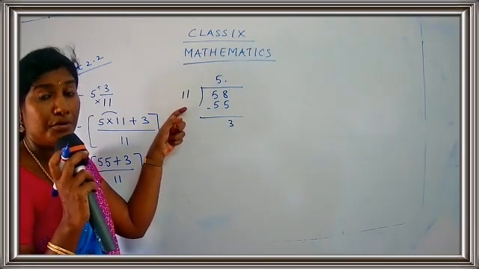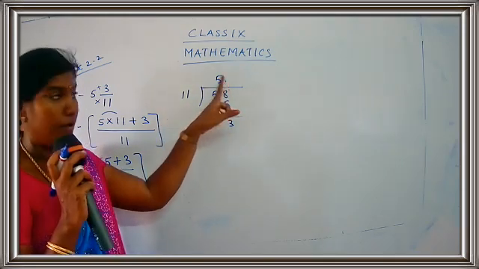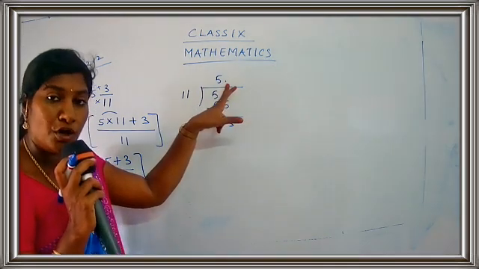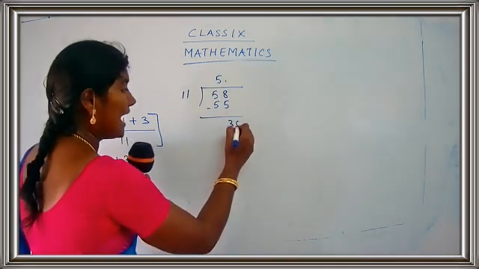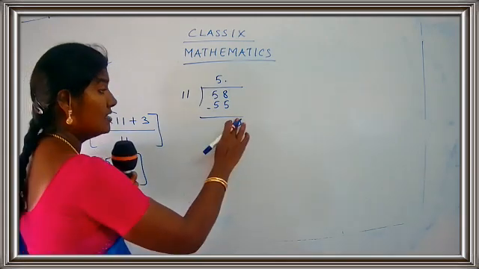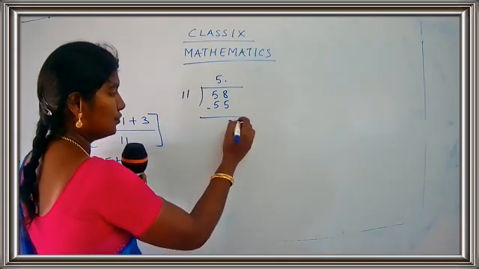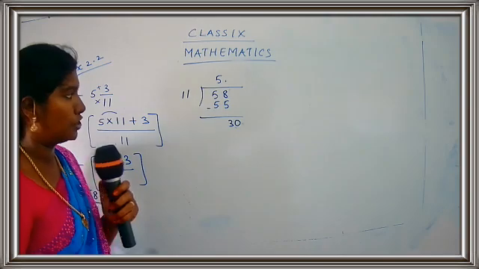So what you have to do? You have to put a decimal point. Okay. Once you put a decimal point, what will you do? You have to add a 0. You can add 0. So let's put a 0 here. Okay, now let's go for the calculation.